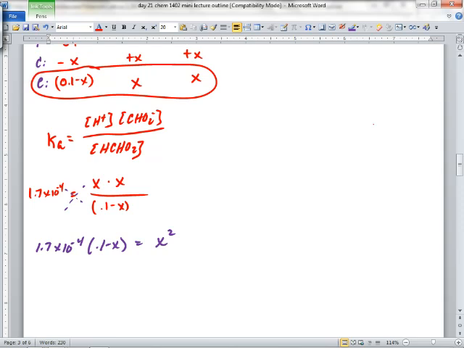So 1.7 times 10 negative 4 times 0.1 is 1.7 times 10 negative 5. And then minus x, so multiply it by that. That'd be a negative 1.74 times 10 to the negative 4 x. That whole thing equals x squared. So let's ask Genevieve. Genevieve, do you like positive x squared or negative x squared? I mean, that little a likes positive. She's with me. So I want to write 0 on this side, right, and bring everything over.